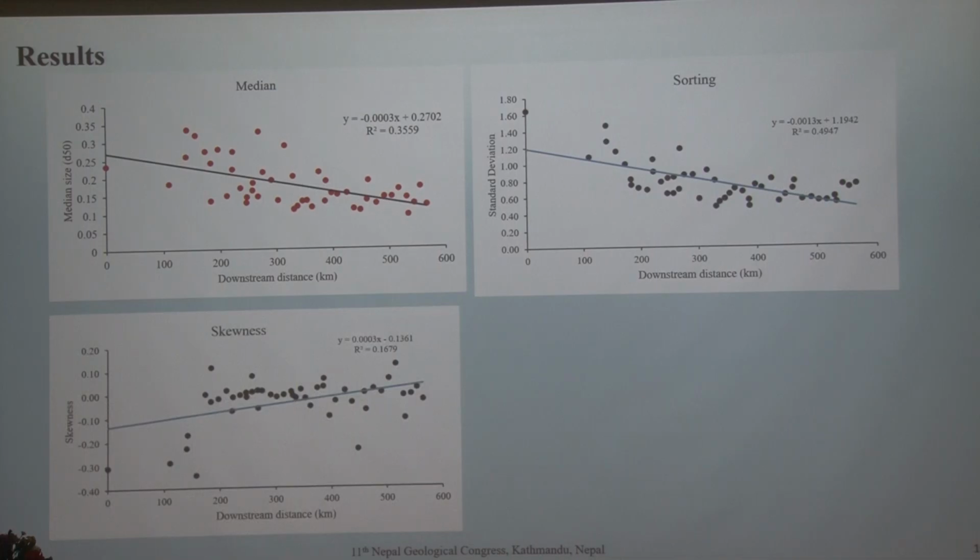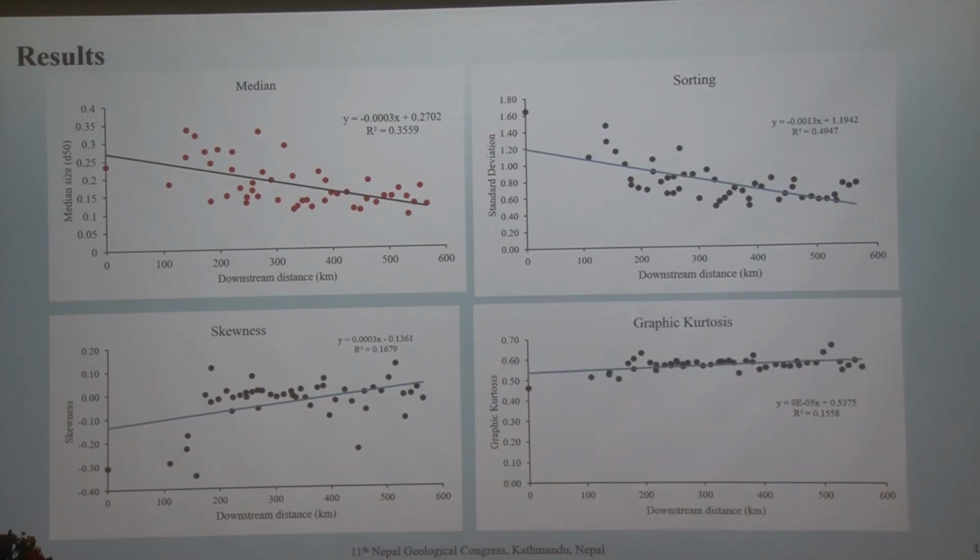The third graph shows the skewness of the sediments collected from the Karnali river system. Here, the skewness is increasing, which means the sediment size is decreasing as the river flows downstream.